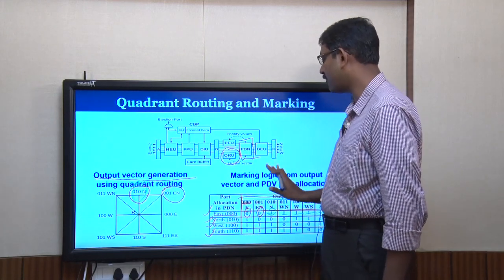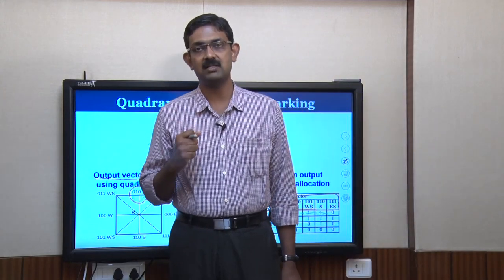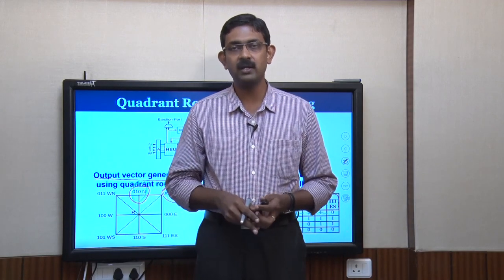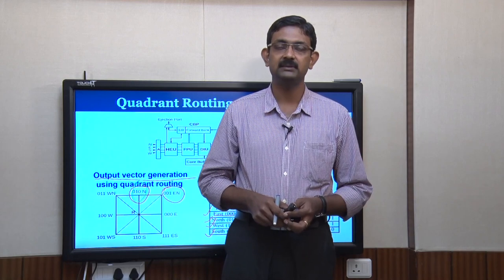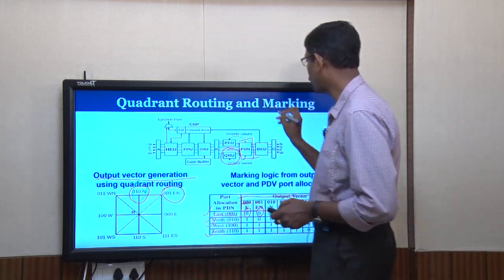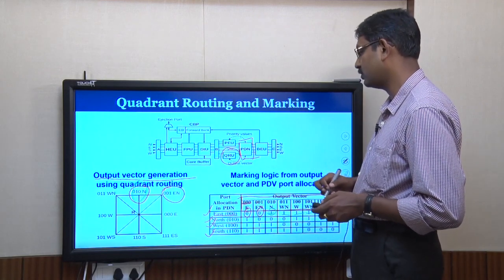So, the idea of marking is basically to tag a flit, whether it is marked or non-marked. Marked means, if the flit is marked, it is going in a non-productive direction. So, it is a potential candidate to be side buffered. So, the quadrant routing and marking together will help the buffer eject unit to take up a call.